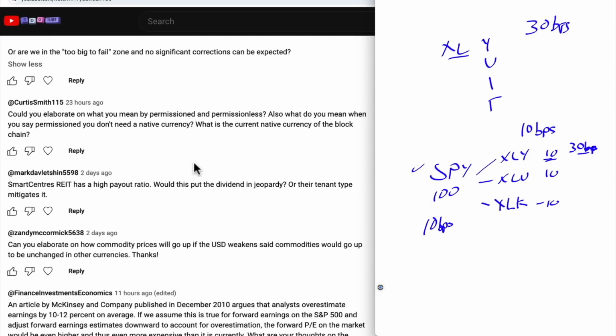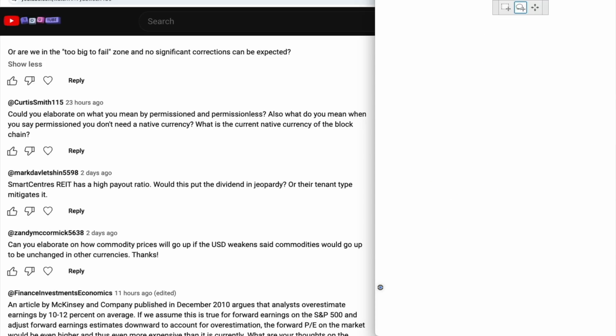Elaborate on what you mean by permissioned and permissionless. This is the difference between public and private blockchain. The Bitcoin blockchain is a public blockchain with no centralized authority. So if you have a transaction, who's going to process that transaction? You have to incentivize strangers to do it, and to incentivize strangers to do it, the blockchain needs a native currency. Bitcoin is the native currency for the Bitcoin blockchain.